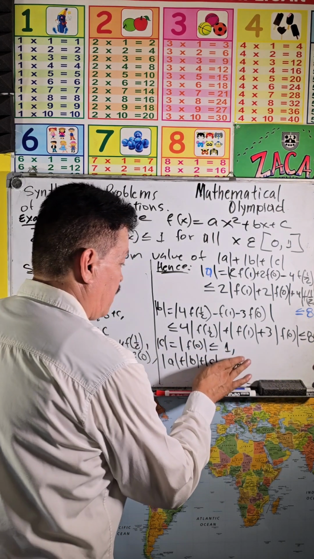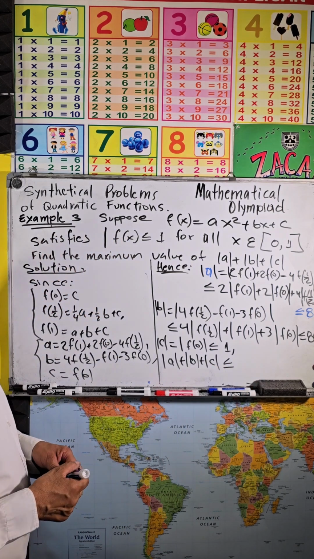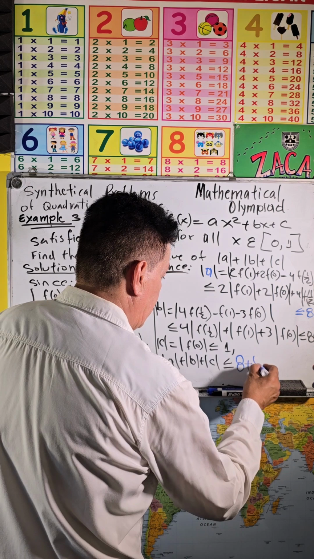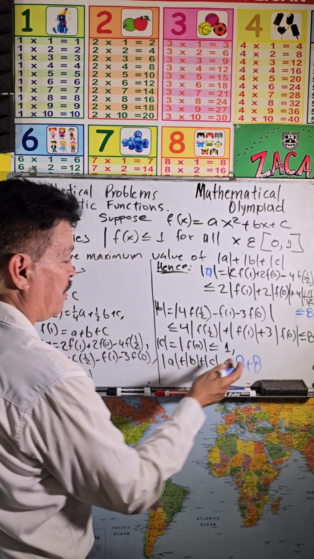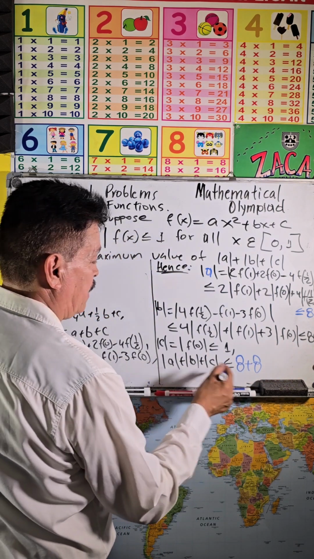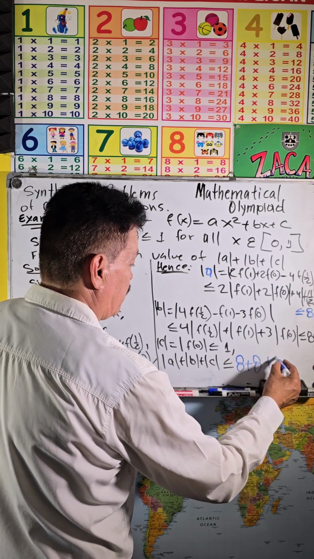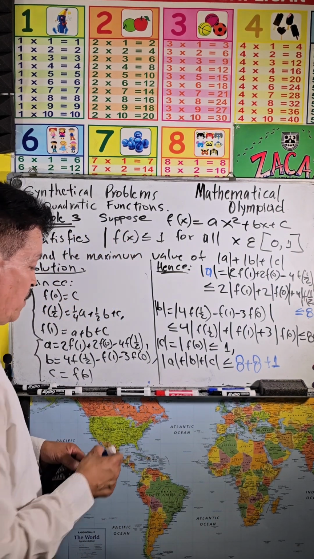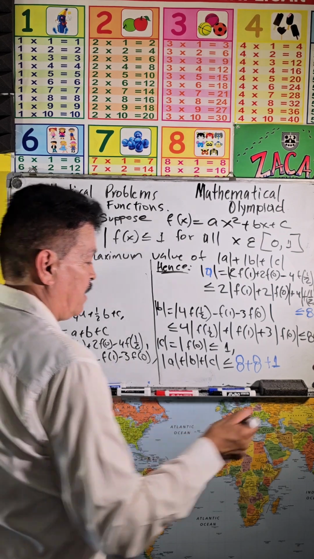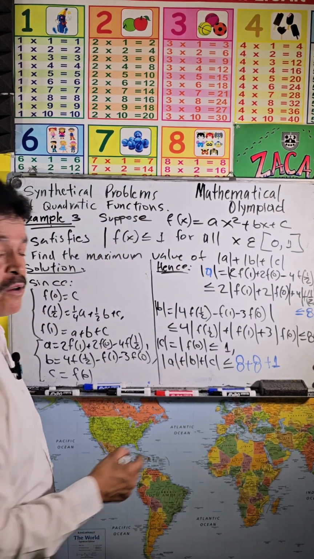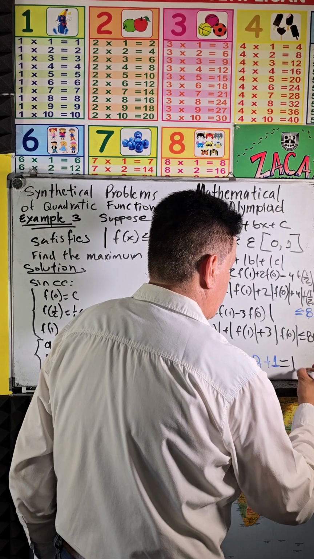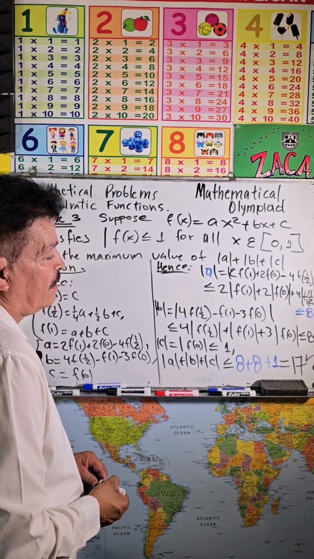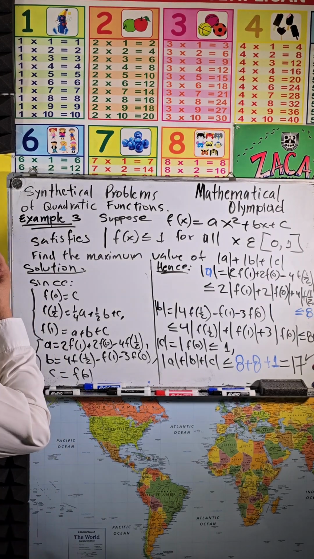So we have here 8 plus 8, A and B, and then plus C. How much is C? It is 1. So what is the answer? So the answer here equals 17. This is our solution, see? That's our solution for our problem number 3.